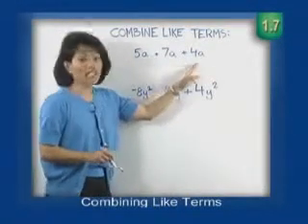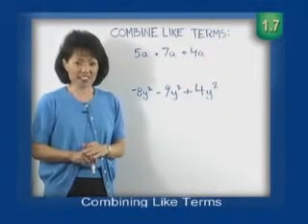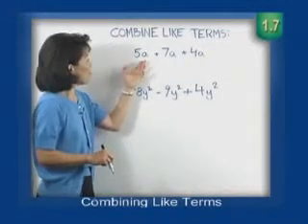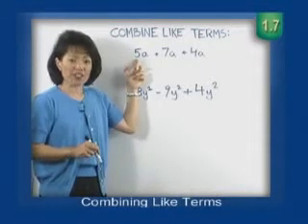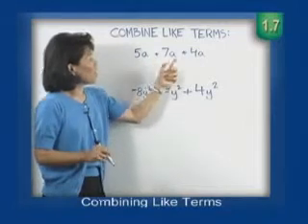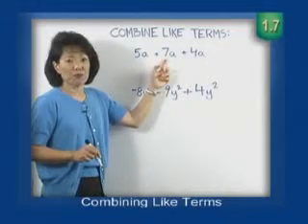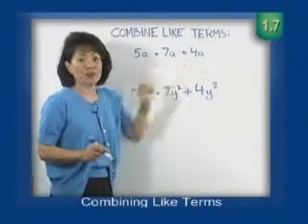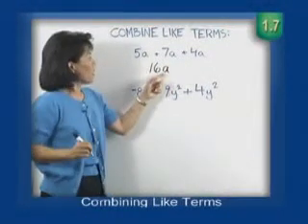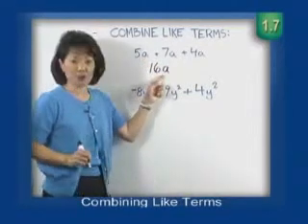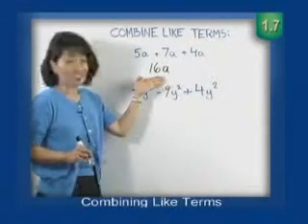Now, in order to combine like terms, we're just going to combine the numerical coefficients. That may sound a little scary, but all it means is that the number in front of the variable is called the numerical coefficient. We're going to add these three numbers together. We have 5 plus 7, which is 12, plus 4, which gives us 16. Then we just keep the similar part, the a, or the like term portion. So 5a plus 7a plus 4a is simply 16a.